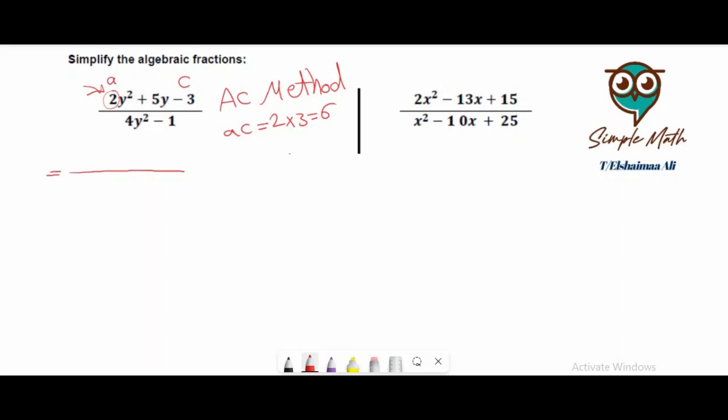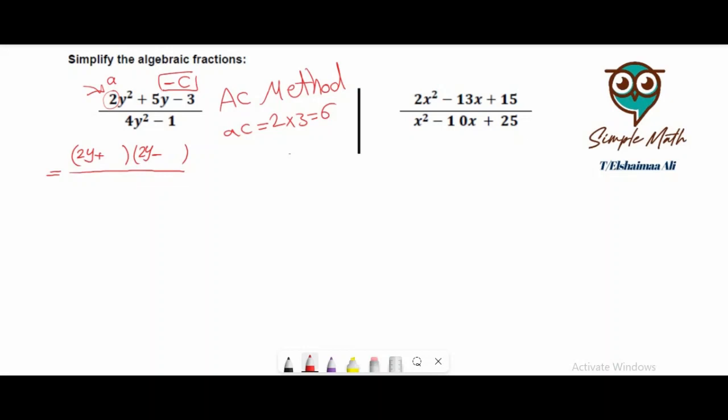Okay, so here we have also negative c. It means that I'm going to open two brackets, and because c is negative, the signs of the brackets will be one bracket positive and the other bracket negative. For the first term, it will be ax as we said before, but here we have y, so it will be 2y times 2y.